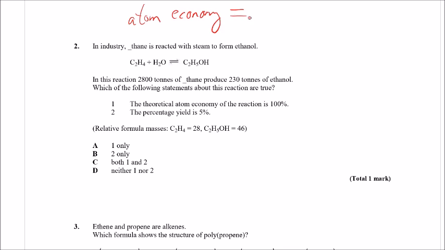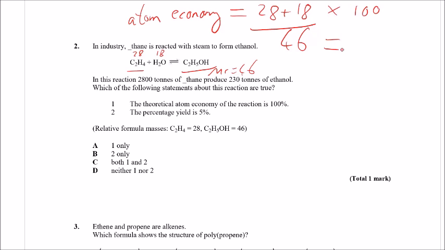But if you were to put the numbers in, you would have 28 plus 18, so these are the MRs of these compounds, that's 28 and water's 18, divided by the MR of ethanol, which is 46, and times 100, and this would equal 100%. So the top one is true.